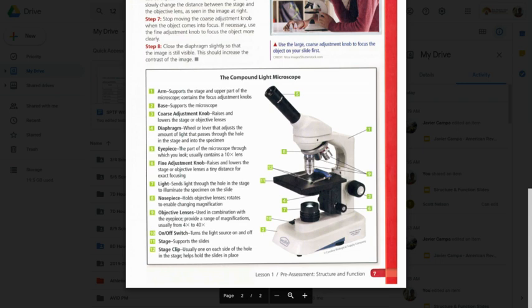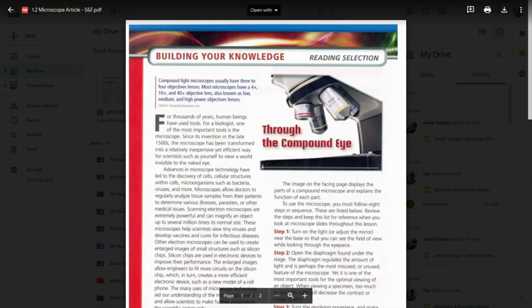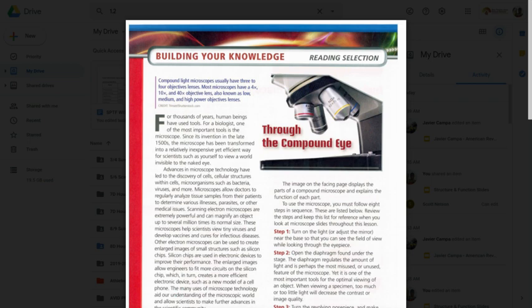So once again, students, this was the article Through the Compound Eye from the unit Structure and Function. If you have any questions, of course, you can talk to your teacher.